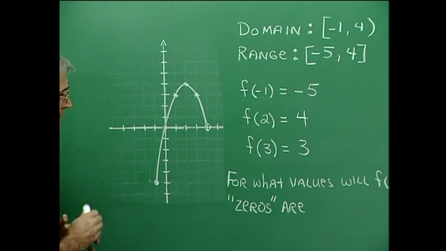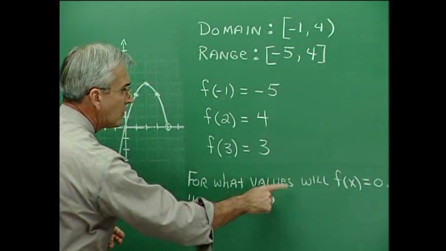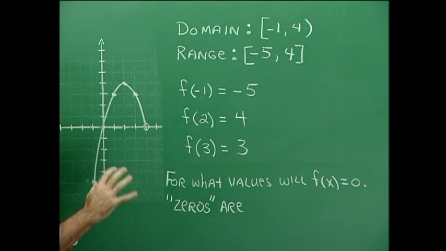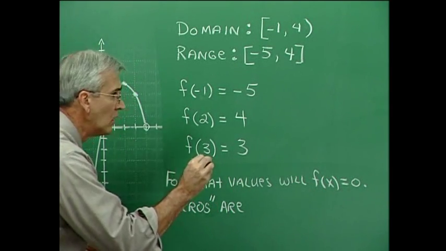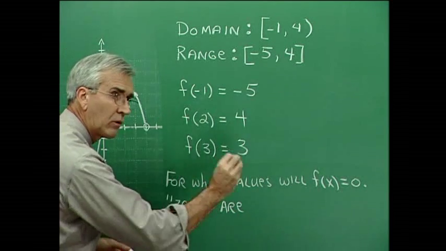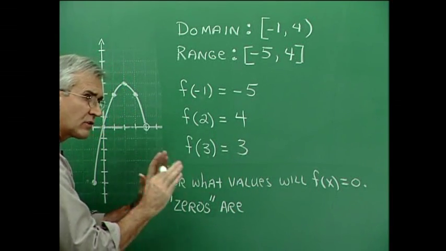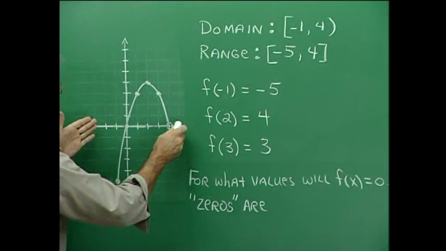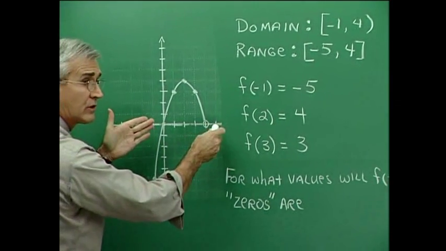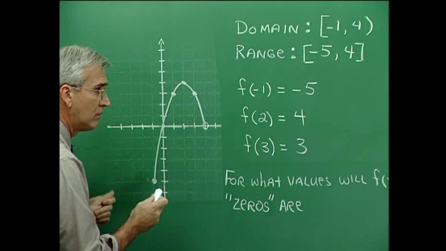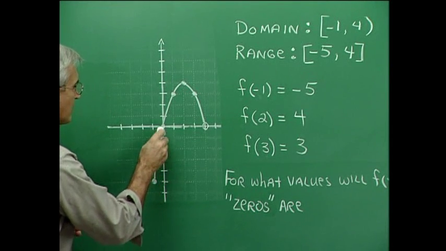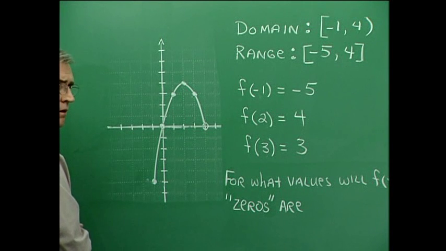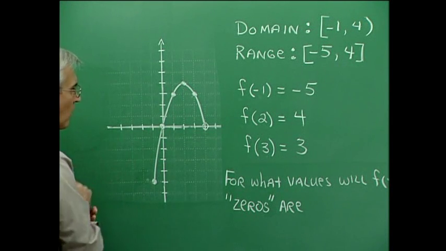Another question that might be posed is, for what values will f of x be equal to 0? For what values of x will f of x be equal to 0? Now f of x is the same as y, so it's saying that for what values of x would y, the vertical distance, be equal to 0? Well, that happens right here. You see, that happens right here at the origin.